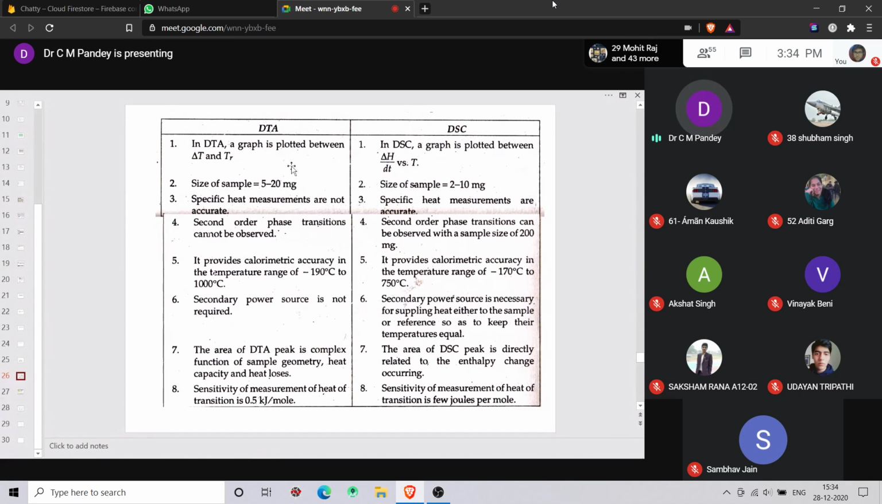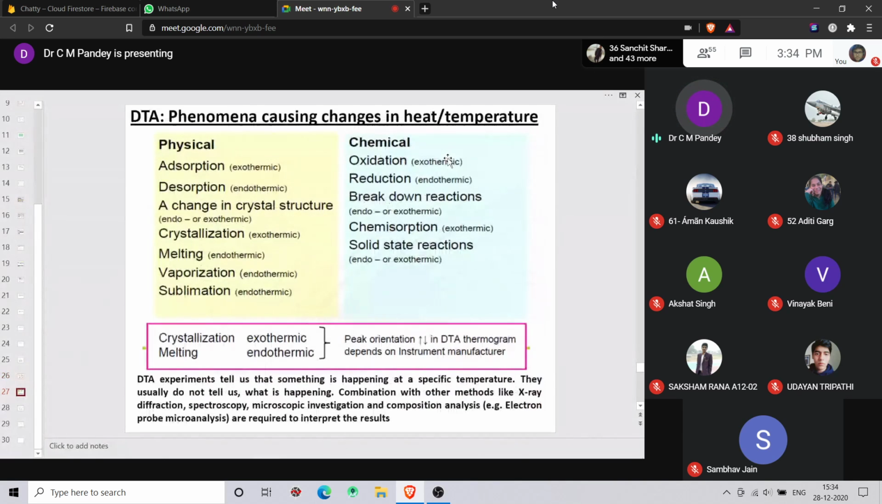Right, these are the main differences between DTA and DSC, and it has been asked many times in the exam: what is the major difference between DTA and DSC? So these are the 8 points that are the major difference. Now, when we talk about the processes going on in DTA and DSC that cause the change in heat and temperature, there are some endothermic and exothermic processes causing these changes.